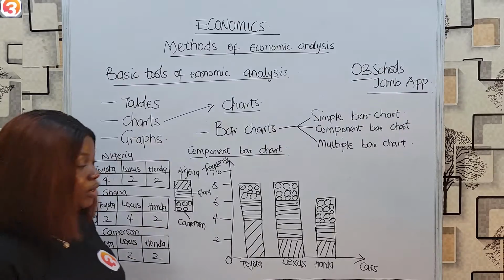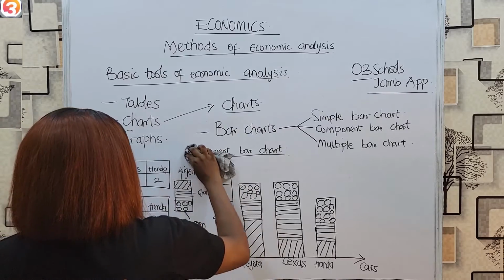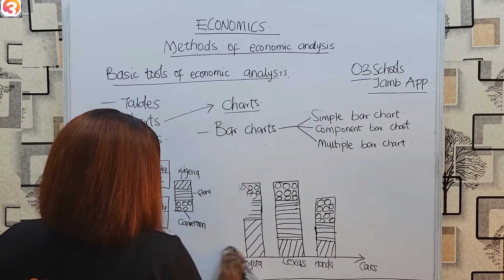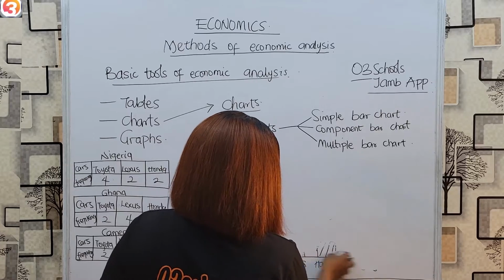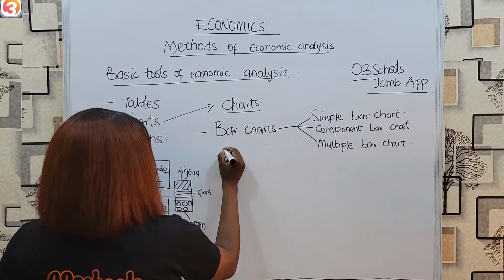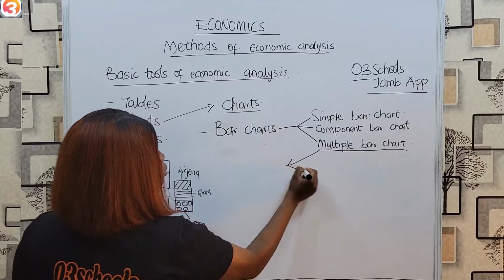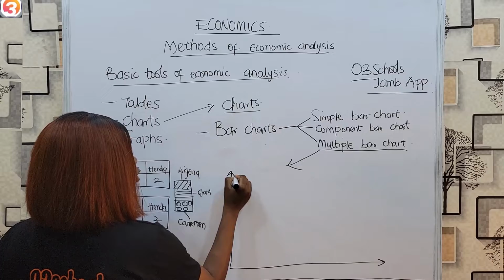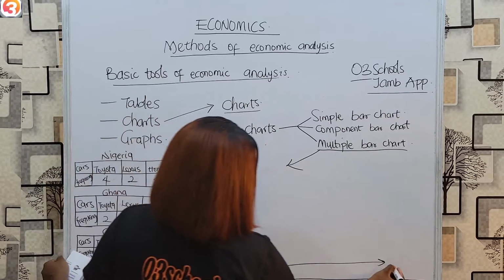Now let's look at the last aspect, which is the multiple bar chart. Like I said earlier, I'll be using the same table to represent everything. So better still, this is a multiple bar chart. This is frequency, and this is cars.